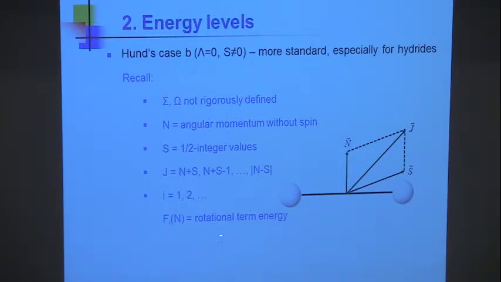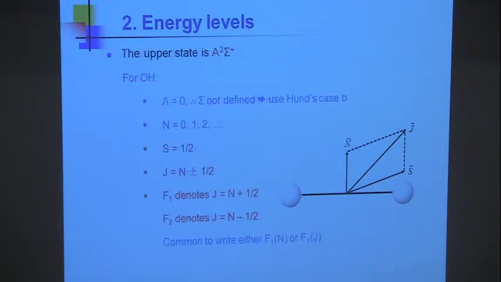So now that says that if you give me n, I can recognize, and I know what J is. The only thing left is the lambda doubling to worry about. Now, what about OH? The problem with OH is that it looks like Hund's case B. It looks like this. It means that n can be 0, 1, 2, s is a half, j is n plus or minus a half, and here's our F1 notation, which we write this way.